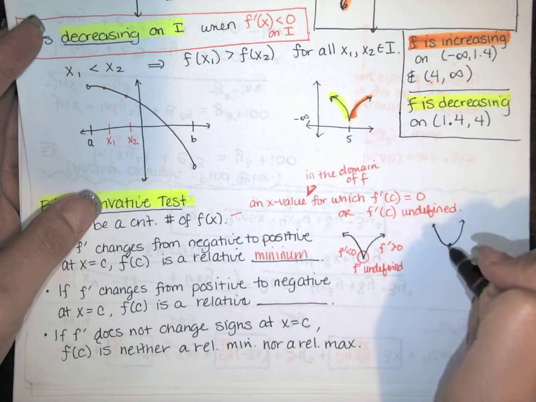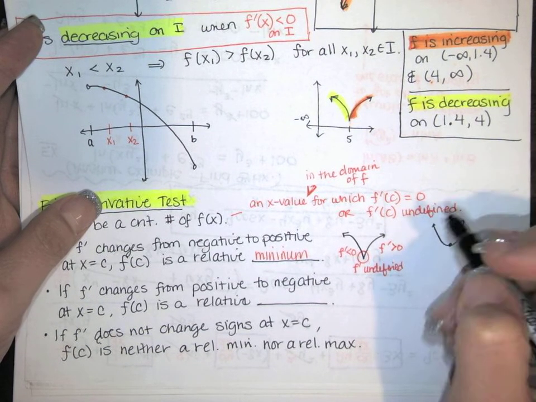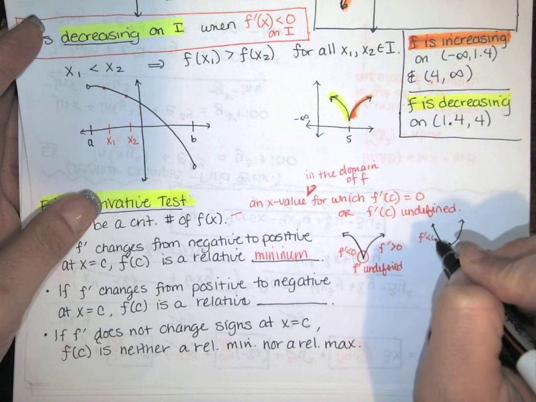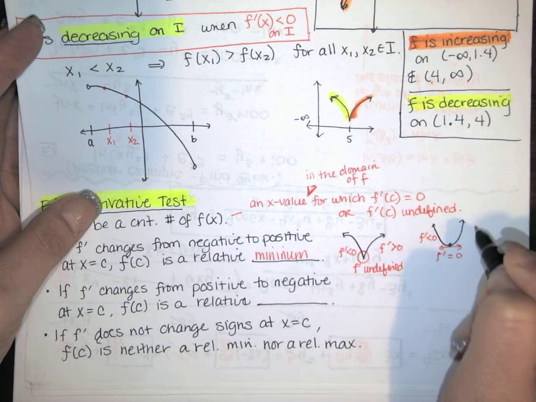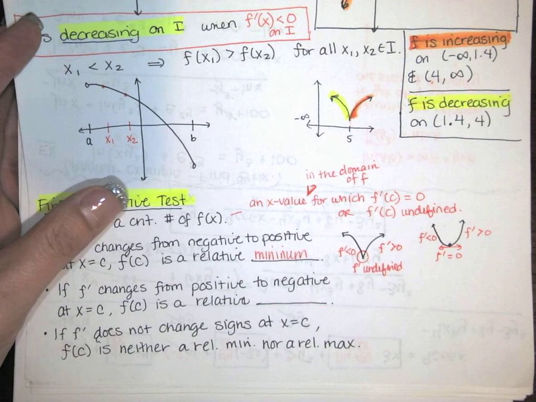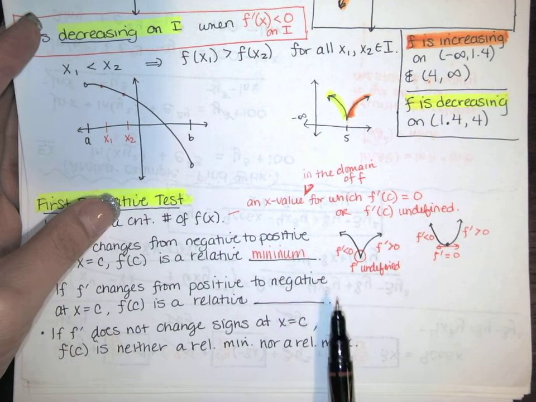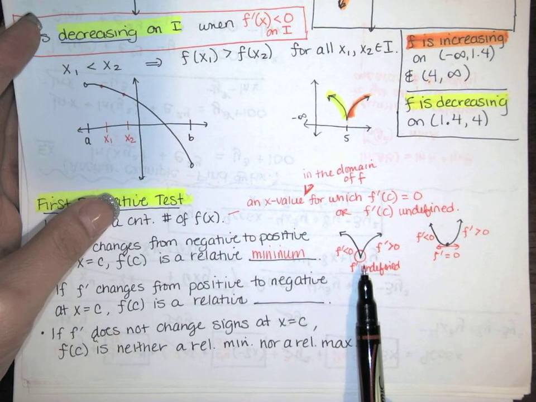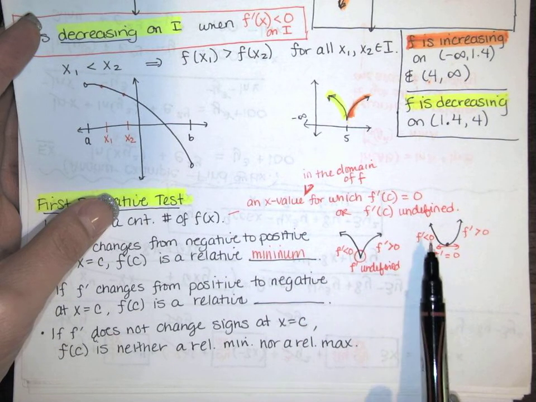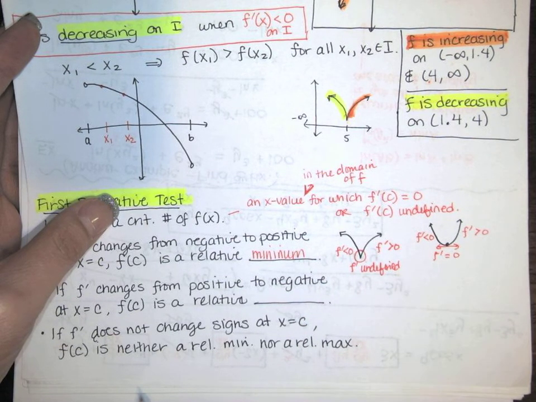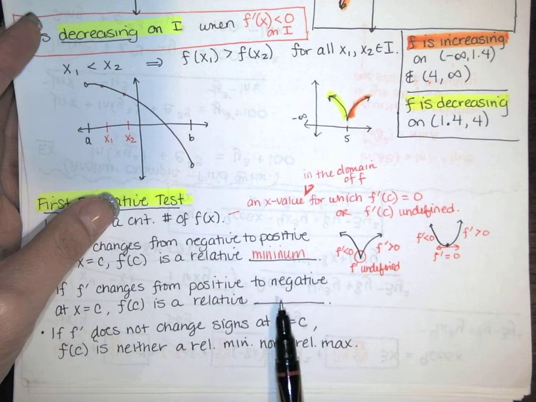What's the slope on that side? Well, it's decreasing, so the slope is negative. At the bottom, we have a 0 slope. On the right, we've got a positive slope, so the derivative is positive. So if we go from negative to positive in our slopes, this way or this way, we get a relative min, because we're going to be at the bottom.